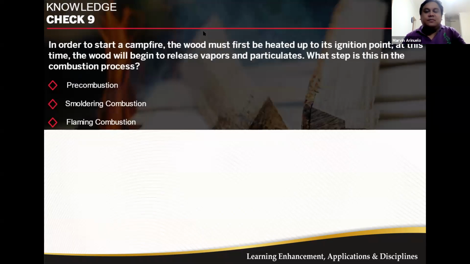Next question. In order to start a campfire, the wood must first be heated up to its ignition point. At this time, the wood will begin to release vapor and particulates. What step is this in the combustion process?